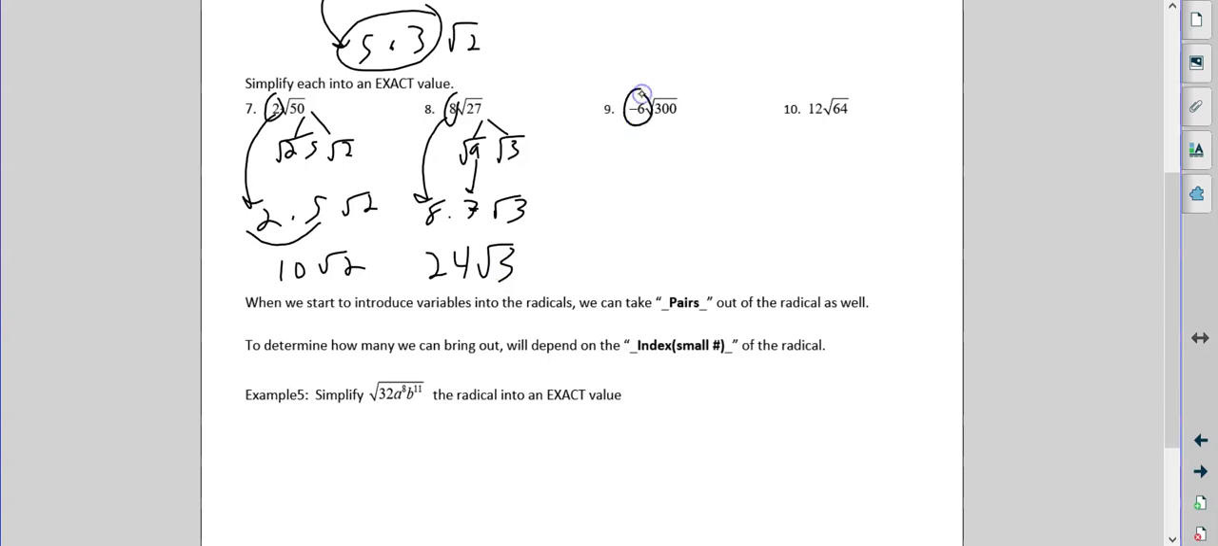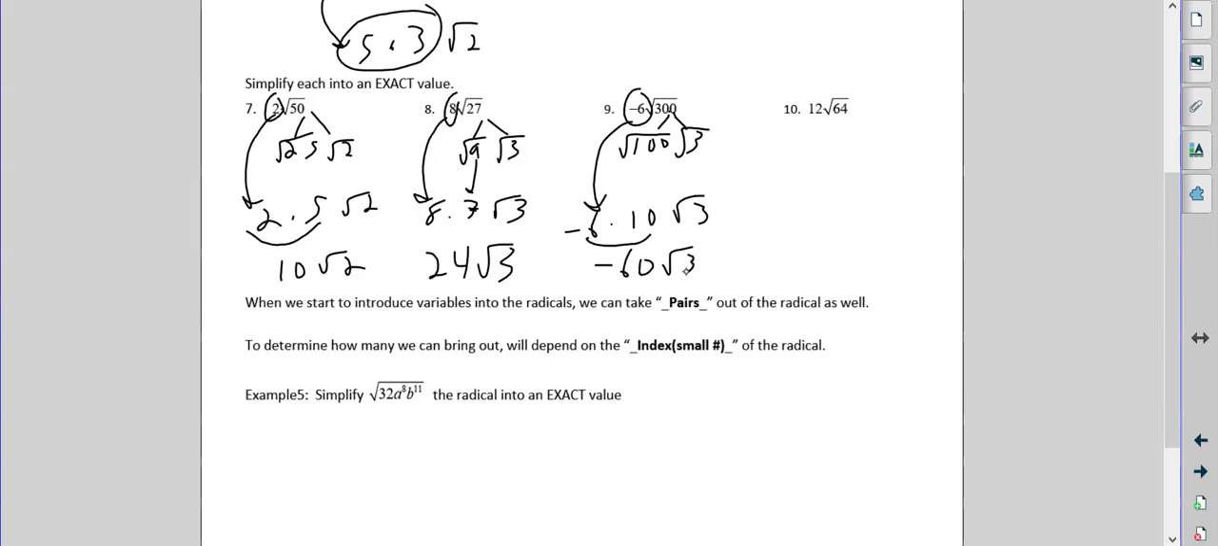All right, negative 6. It's okay to have a negative on the outside, remember. Negative 6 times whatever comes out. The biggest perfect square that goes in here is 100 times 3. Don't forget the radical. That becomes 10, radical 3. These two multiply to be negative 60, radical 3.